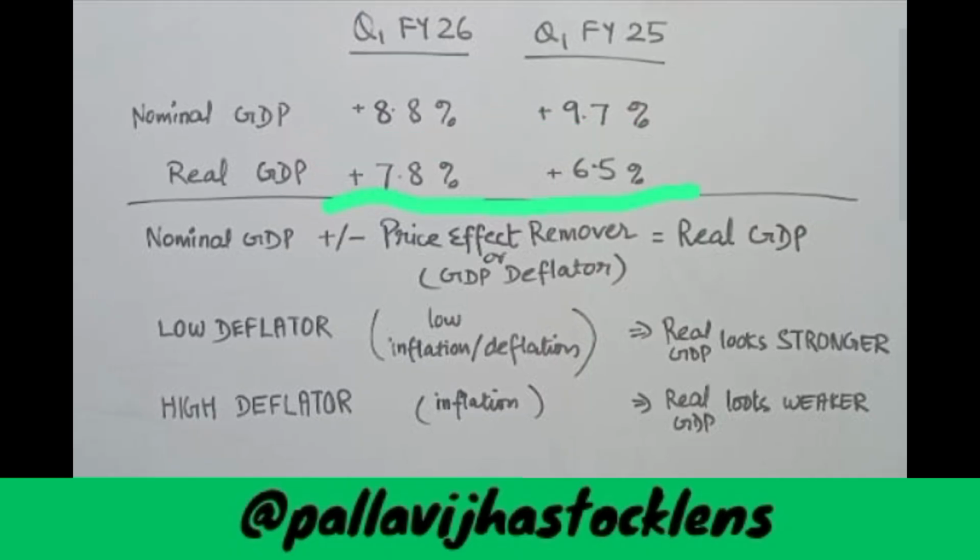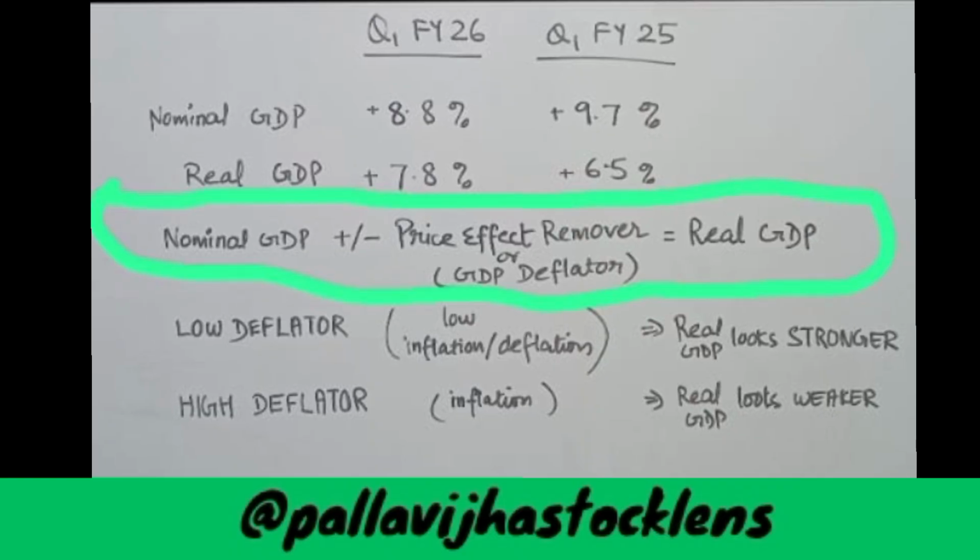And what does real GDP do? It adjusts for inflation or deflation, and therefore it removes the price differential, and it shows the volume of production. So to go from nominal to real, we use something called the GDP deflator, which is simply the price effect remover. In case of inflation, that is, if prices are rising, the nominal GDP looks bigger than the real GDP. And in case of deflation, that is, if prices are falling, nominal GDP looks smaller than the real GDP.